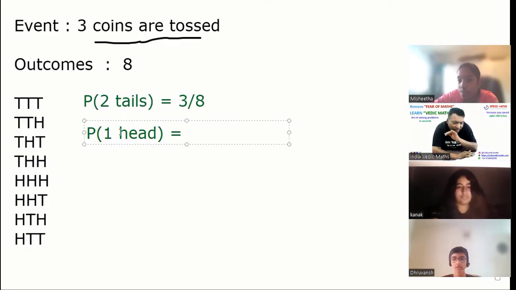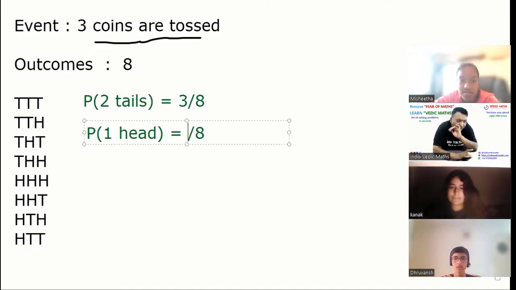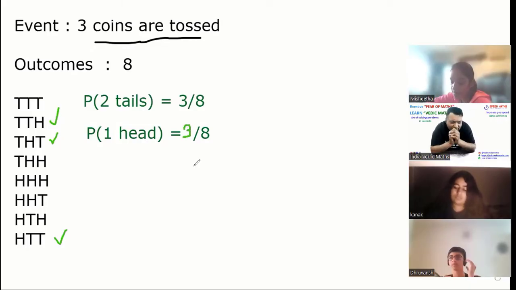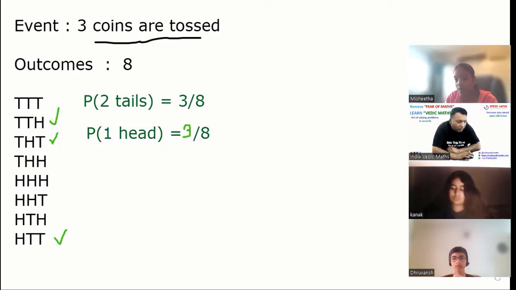Nishita, which outcomes are favorable? Priyanka says 3 by 8. Kanak says 3 by 8. Nishita, tell me your answer and how. Which outcome is favorable to you? Tell me. Which outcome is second favorable to you? The second one, correct. The third one, correct. And the last one. Perfect. So the answer has to be 3 by 8. Cool, everyone? Good. 3 by 8. Very good, Priyanka. Everybody is good.